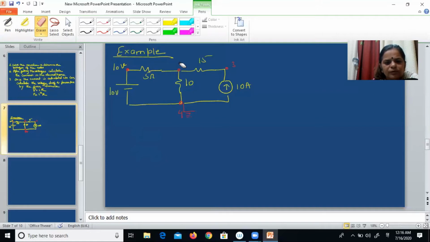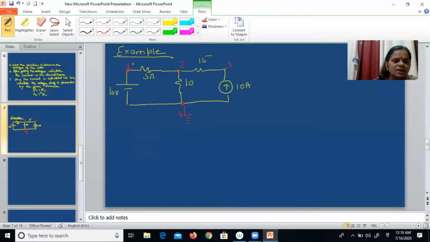Now if we are not taking that as a node, this will be node 1 and this will be node 2. Now assume the voltages at these nodes: suppose this voltage is V1 and this voltage is V2. So in this circuit, this is one node, another node, a third node, and this is the fourth node. You can make this fourth node the ground.